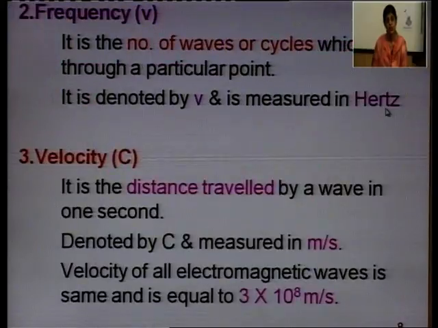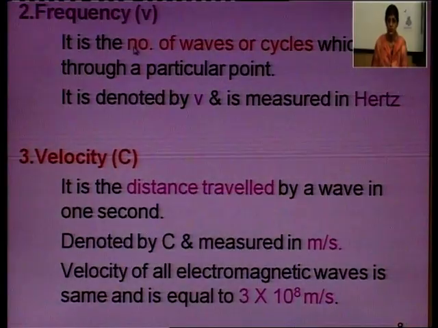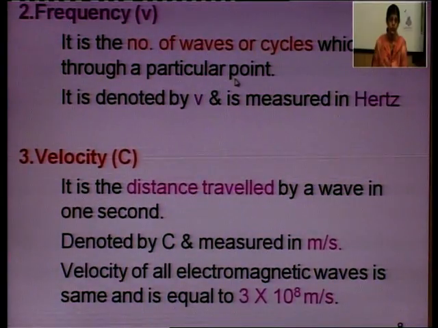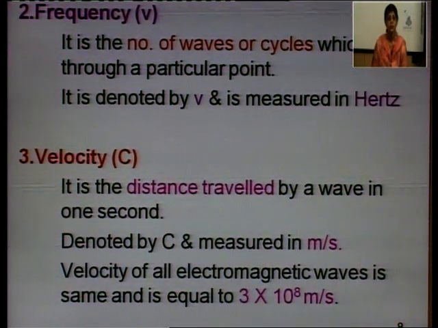Next, frequency. It is the number of waves or cycles which pass through a particular point. So, what is frequency? It is the number of waves or cycles which pass through a particular point, and it is denoted by nu and is measured in hertz. Hertz is the unit of frequency.